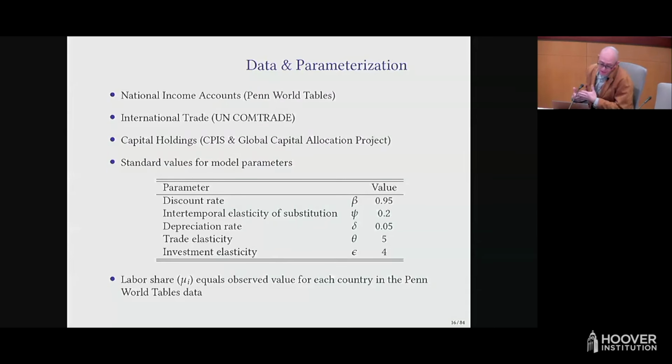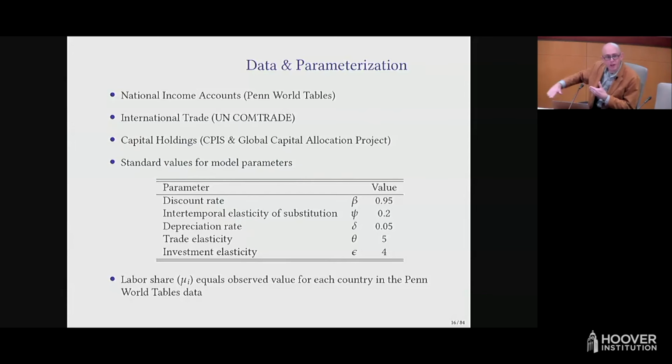To illustrate the extra insights we get from opening up the Ramsey model, we'll try to keep the parameter values as standard as possible. So nothing is driven by exotic parameter values. So standard discount rate, intertemporal elasticity of substitution. Standard trade elasticity, we use 4 or 5, which is standard in the trade literature. The one parameter where there's a bit less evidence is this capital elasticity.